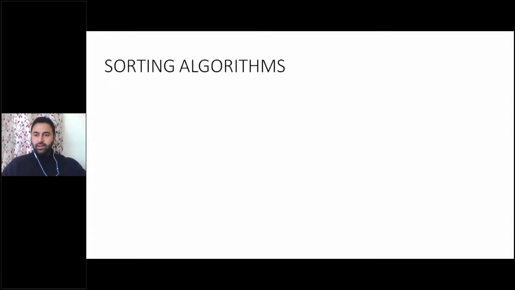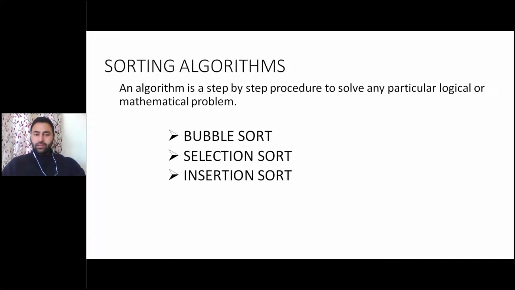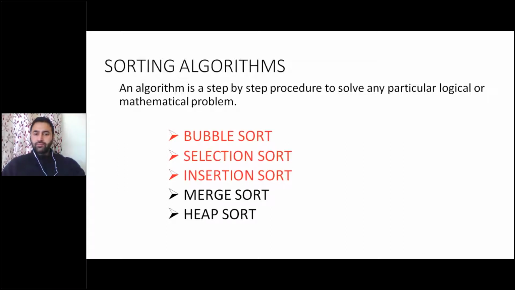Okay, so in our last lecture, we were studying sorting algorithms, right? And there are several sorting algorithms. Some examples are bubble sort, selection sort, insertion sort, merge sort and heap sort. We have also studied the bubble sort algorithm in our last lecture. In your syllabus, there are only three sorting algorithms, which are bubble sort, selection sort, and insertion sort.